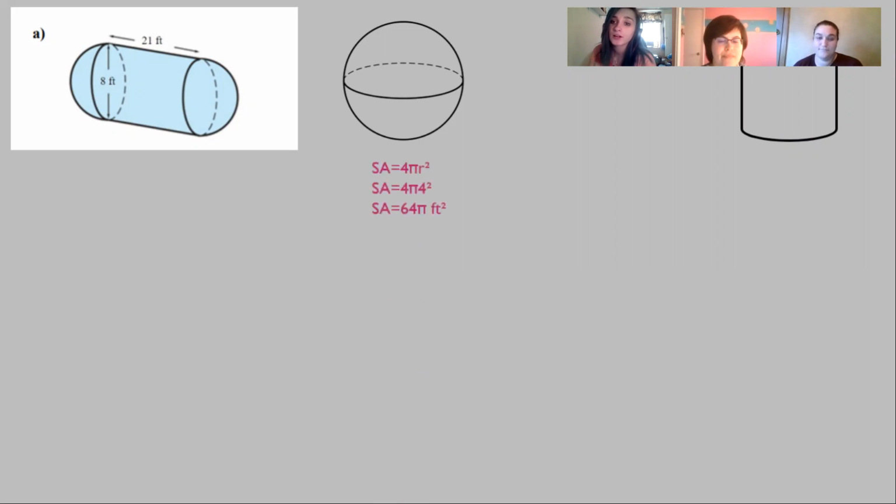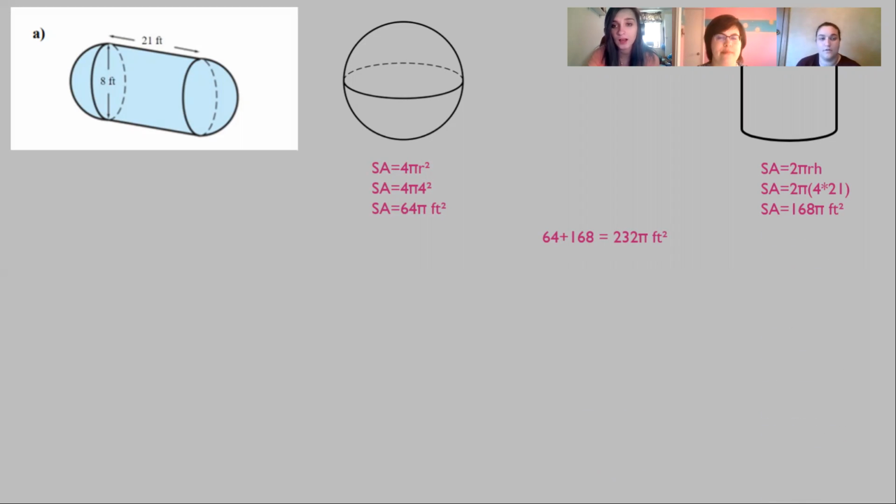So here we have our surface area of our sphere, which is 4 pi r squared. So I plugged in our numbers and get 64 pi feet squared. Now we're going to do the same thing to the cylinder, plug in our numbers, and we end up with 168 pi feet squared. And when we add those together, we get 232 pi feet squared.